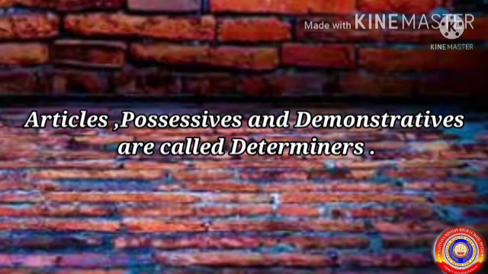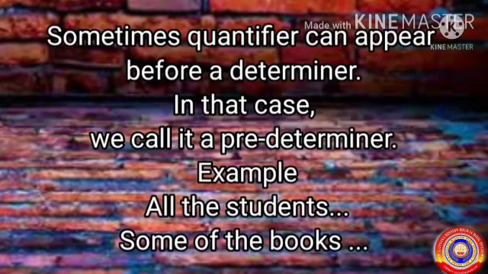Articles, possessives and demonstratives are called determiners. Sometimes a quantifier can appear before a determiner. In that case, we call it a predeterminer. For example, all the students, some of the books. These also can act as modifiers.